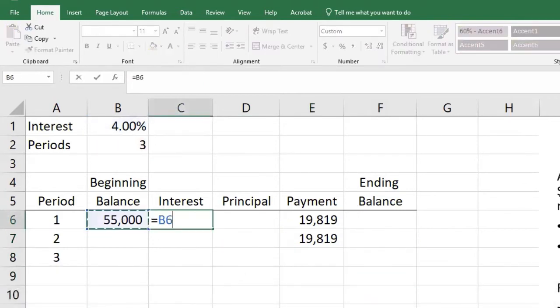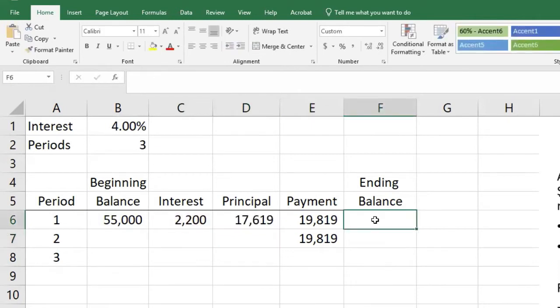Now calculating my interest, taking the $55,000, multiplying it by 0.04, principal is taking the payment and subtracting the interest from it. And then the ending balance, taking the beginning balance and subtracting principal from it. Now, note that there are templates for this with formulas already put in, but as an accountant and as a business person, you need to understand what is happening with these loans and what's causing them to go down and how much your expense is related to borrowing the money.